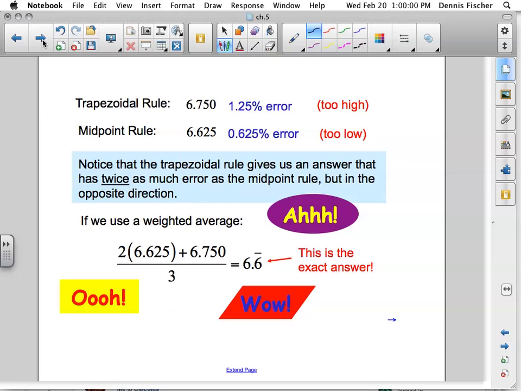And so it says here, if we use a weighted average, and what they said here is 2 times the midpoint plus the trapezoid rule divided by 3, we get the exact answer. How do you divide it? There's 3 values, 2 of them here. One is like picking the average. Did we ever use that? I don't think we're going to use that much, but just kind of neat how that works. It works out to the exact answer.